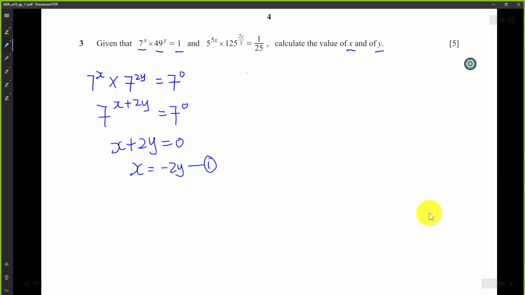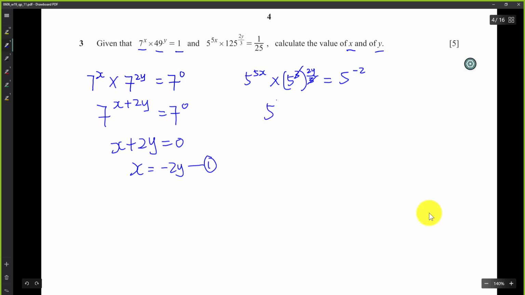So yeah, this is 5 power of 5x. 125 is 5 power of 3. And then multiply with 2y over 3. Alright, and 1 over 25 is 5 power of negative 2. Yeah, if you do not know how to convert, you can just change one by one. Right, so then 3 and 3 I simplify.